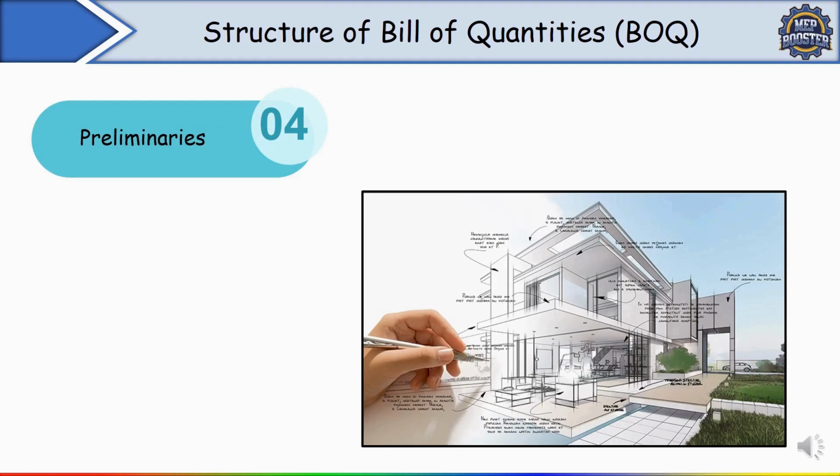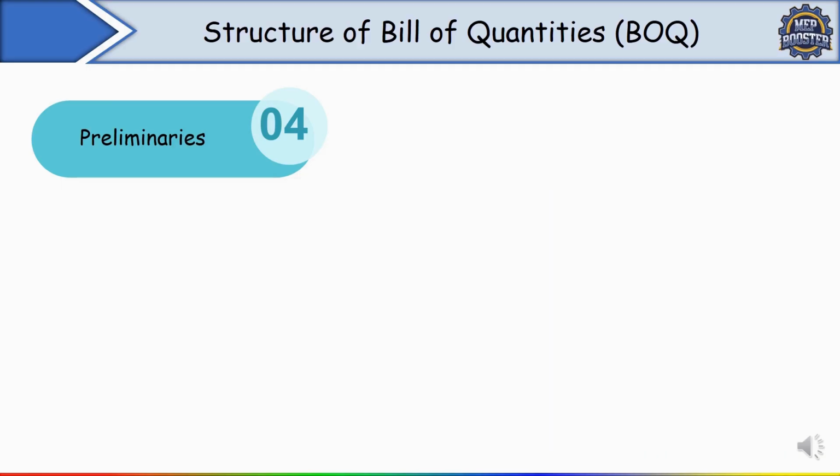Next one is preliminaries. What is this? In preliminaries, we have to show the general conditions and requirements: site management and supervision, temporary facilities and utilities, and detailed safety and security measures. All this we have to show.